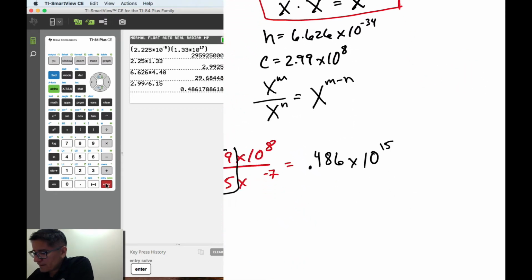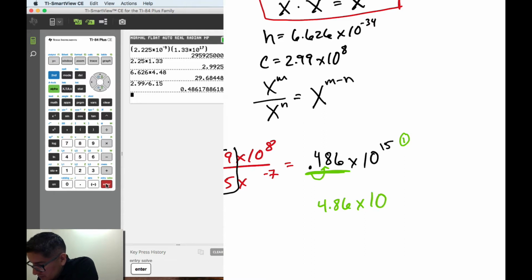So if I were to write that answer down, I would actually only get half credit. And I hope you can see why. Because this number is not between 1 and 10. So how do I make it between 1 and 10? I need to move that decimal over once. So if that decimal moves over once, then that means this number will change by 1. And I will end up with 4.86 times 10.